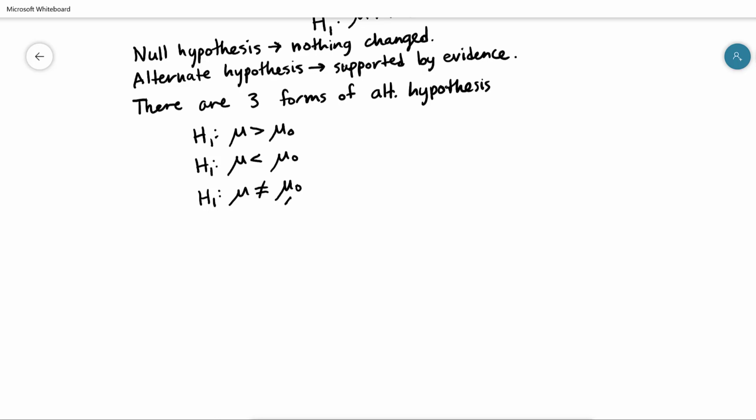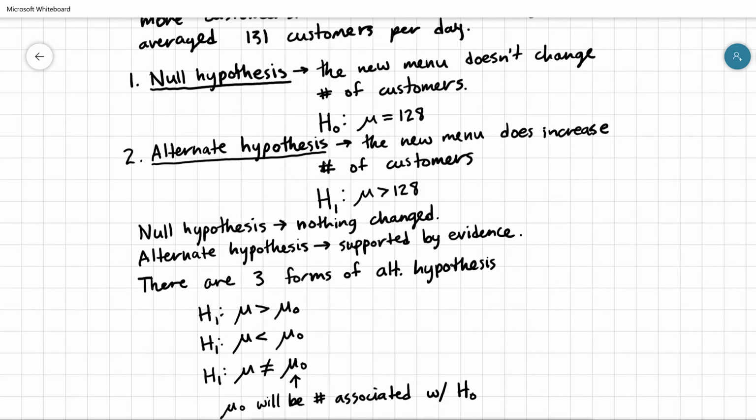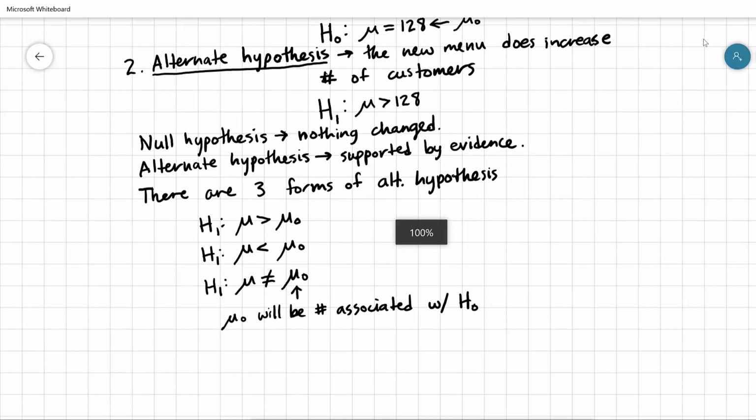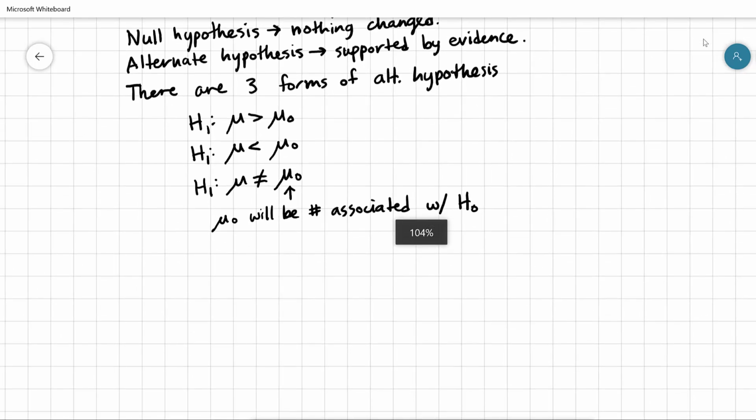This number, this mu 0, will be the number associated with the null hypothesis, H0. So going back up to our example we just did, this number right here, up here in our null hypothesis, that is the number that's playing the role of mu 0. So that's the number that mu 0 is just sort of a generic placeholder for.